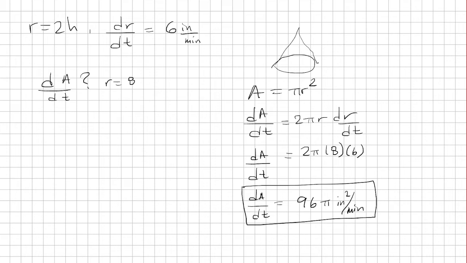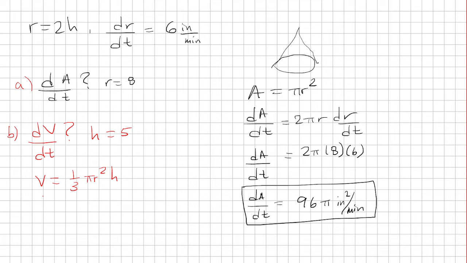Now part B, find the rate at which the volume of the sand cone is changing when its height is 5 feet. So now for part B, we want to find dV over dt when the height is 5 feet. So the formula for the volume of the cone is 1/3 pi r squared h. And so we want to solve for dV over dt.